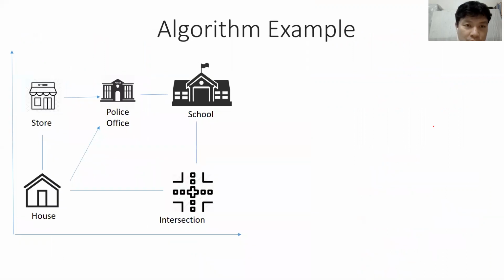For example, let's go back to the previous example. We have the house, store, police office, school, and intersection. Let's say I want to go from house to school. Then what is the best route?